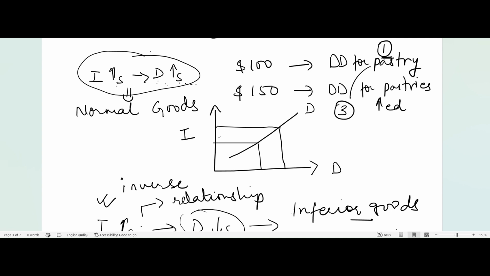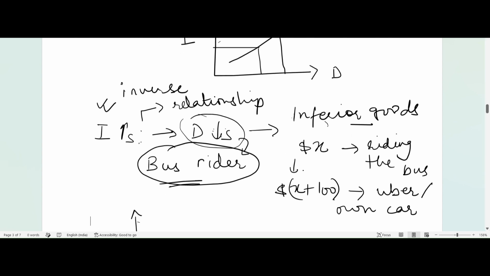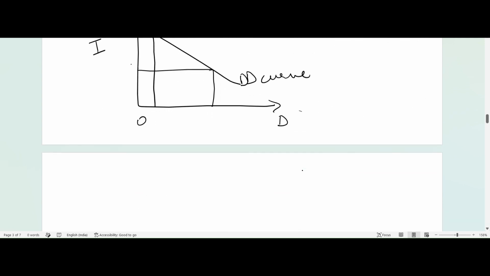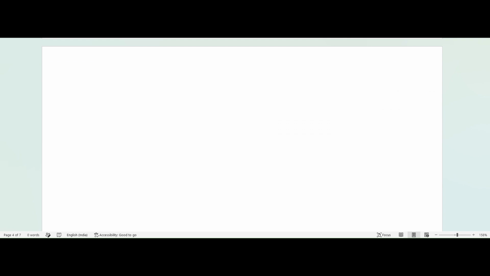However, if there is an inverse relationship between income and demand for certain goods, one increases, the other decreases, or if income decreases and the demand for certain goods increases, if there's an inverse relation, then they are termed as inferior goods, like the one that I've given you. And the demand curve for this would be a downward sloping line. All right, that's the second factor.